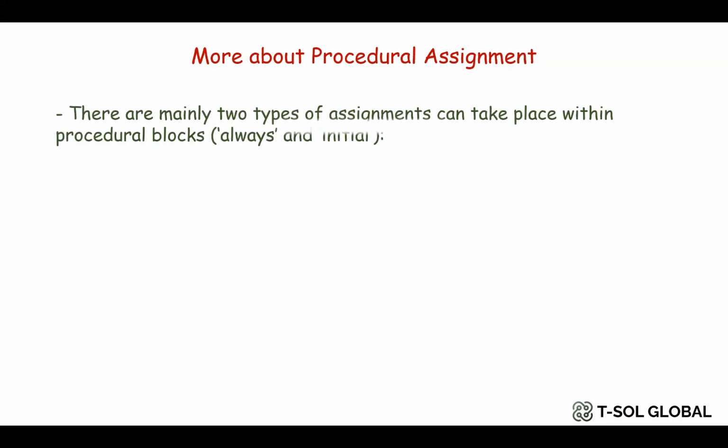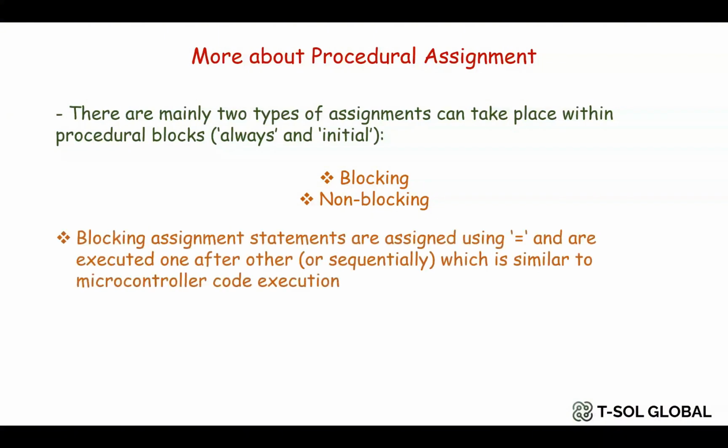Now moving into some other important assignments of procedural blocks. There are mainly two types of assignments that can take place within the procedural blocks, which are always and initial blocks. One can be the blocking assignment and another is the non-blocking assignment. The blocking assignment statements are assigned using the equal sign and are executed one after the other, or sequentially, which is similar to microcontroller code execution, or a kind of sequential code execution.